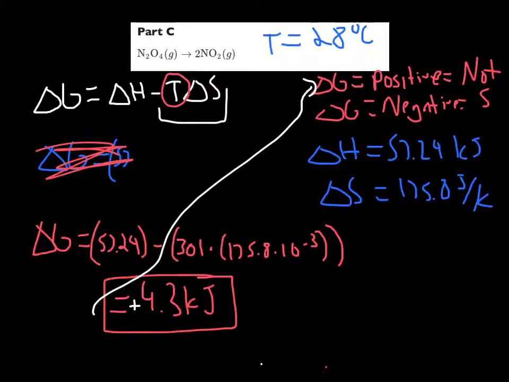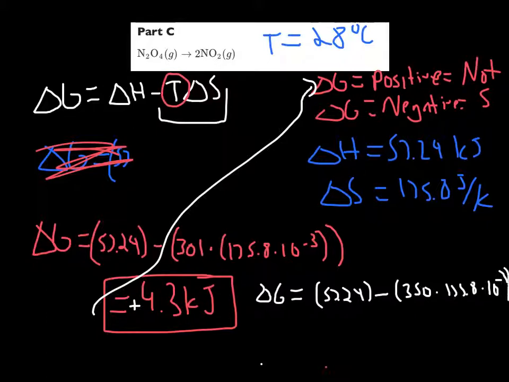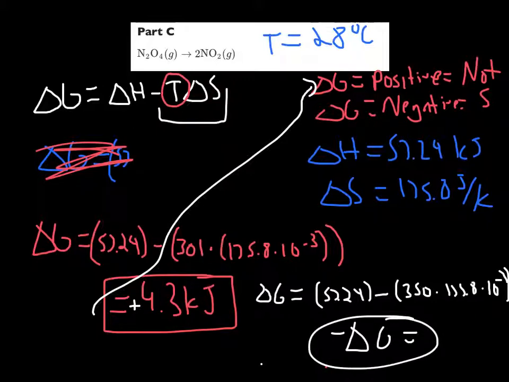It's hard to explain this, so just try it out with delta G equals 57.24 minus, say, a temperature of 350 multiplied by 175.8 times 10 to the minus 3. Calculate that out, and you'll notice that the delta G becomes negative. Since it becomes negative, this reaction can be made spontaneous if you increase the temperature.